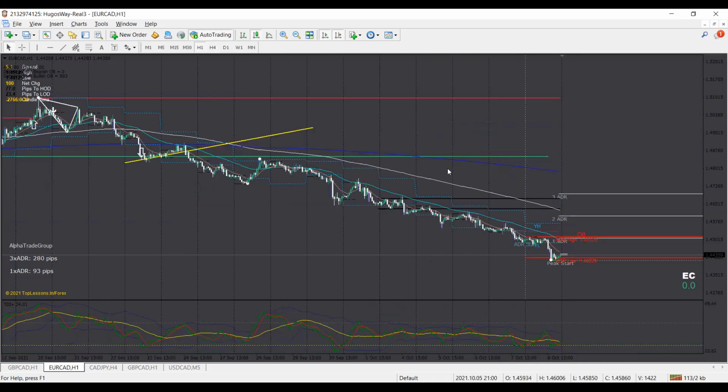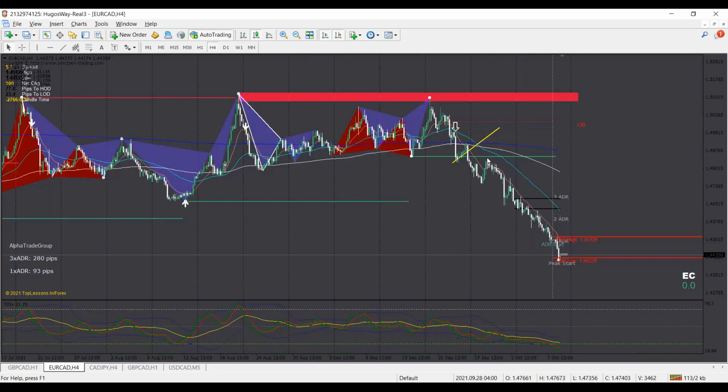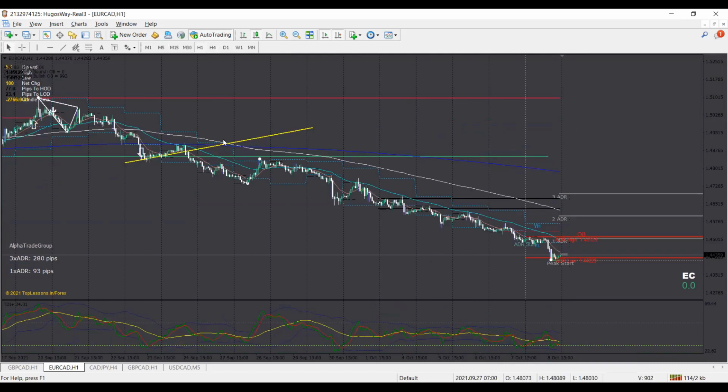So now I'm going to drop down to H1. As you can see, that's where I marked the previous crosses right here from H4. So on H1 right here, we can see that the 200 and the 800 cross.